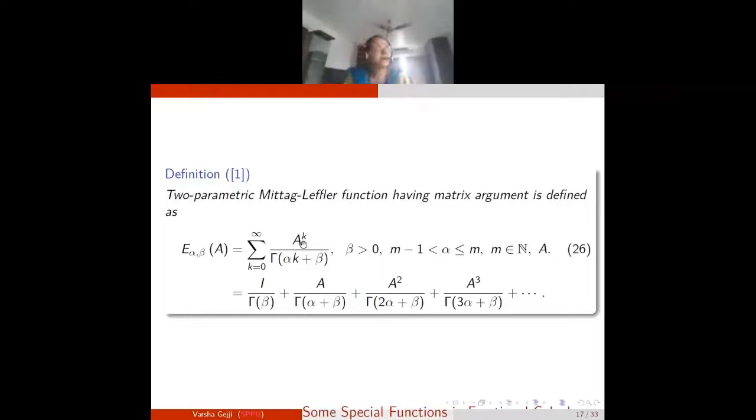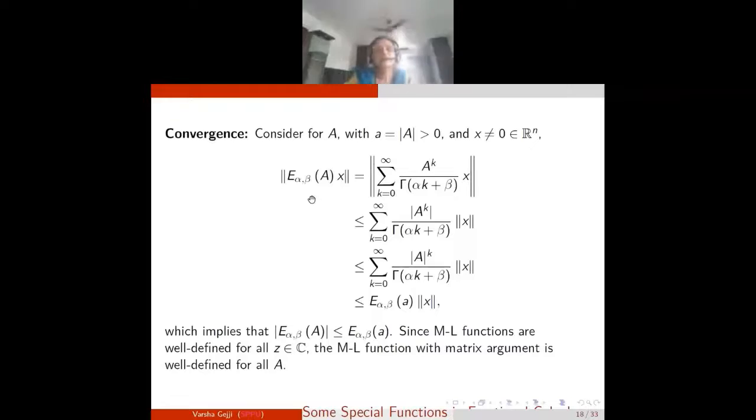So this is defined on similar lines here. A is a matrix, and instead of factorial you now have gamma of alpha k plus beta, and you can show that this is convergent. That is important, that you can write any series, but it makes sense only when it is shown to be convergent. So here is a simple proof that for E alpha comma beta with matrix argument, this norm is, by properties of norm, less than or equal to this norm x, and x is some number.